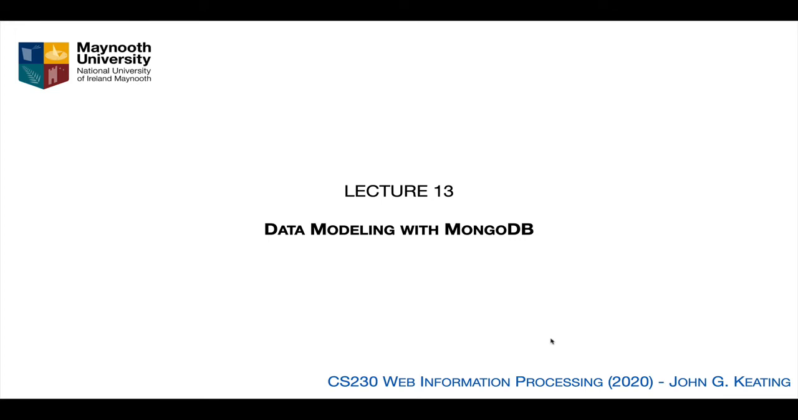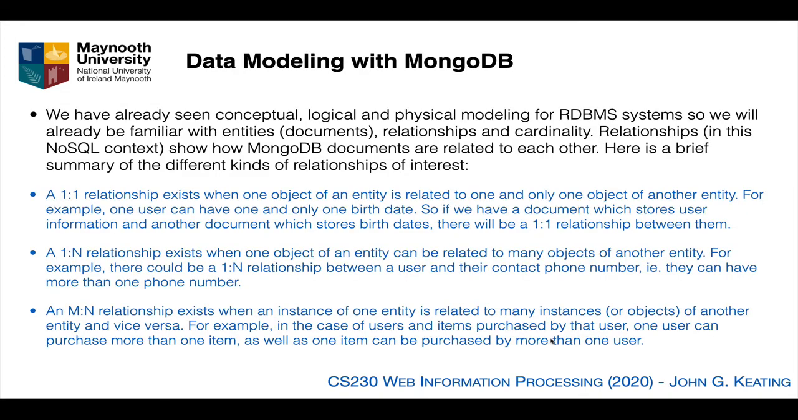Okay, so quickly let's go through some data modeling then. We saw conceptual, logical, and physical modeling for relational database systems. So we were already familiar with the entities, the documents, the relationships, cardinality, all that stuff. Relationships in the NoSQL context show how MongoDB documents are related to each other. That's really what it's about.